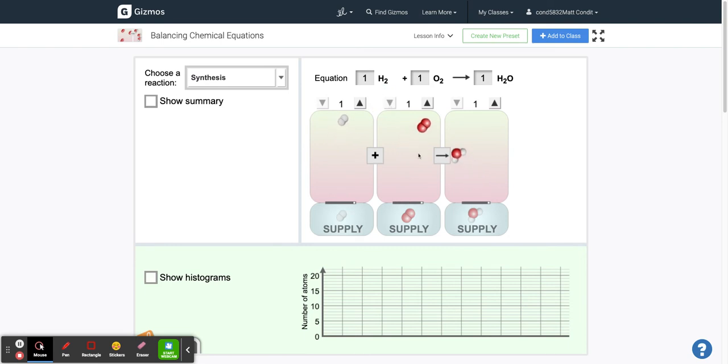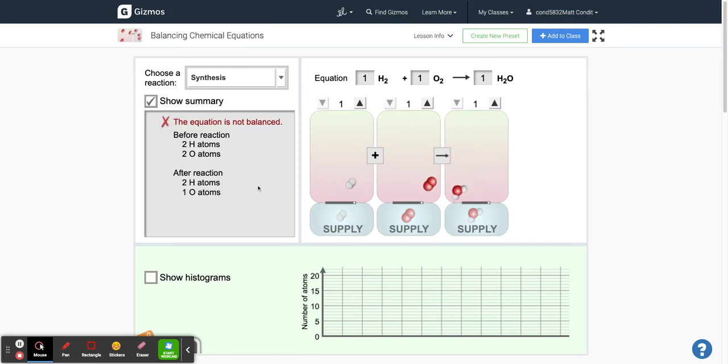And I don't want to say too much more. I just want you to experiment with this, and when you put show summary, it will tell you when you've successfully balanced the equation. Okay, so the whole idea here is to try and make the things in the reactants equal the things in the products, because that's what the law of conservation of mass says will happen.